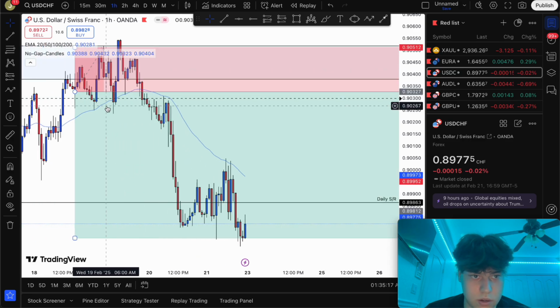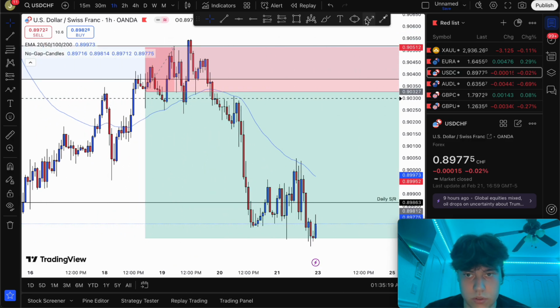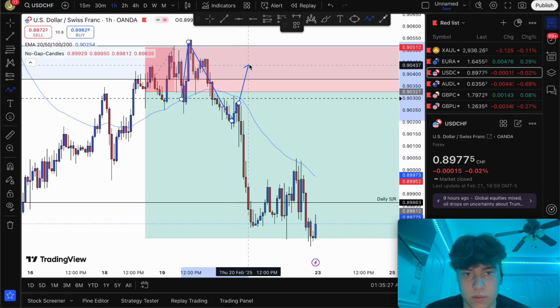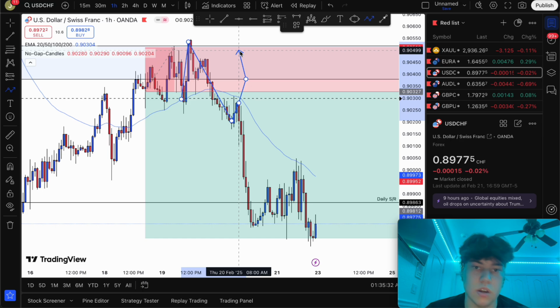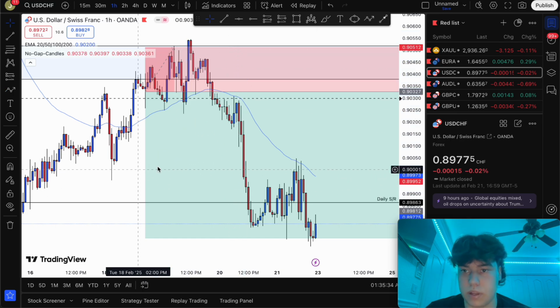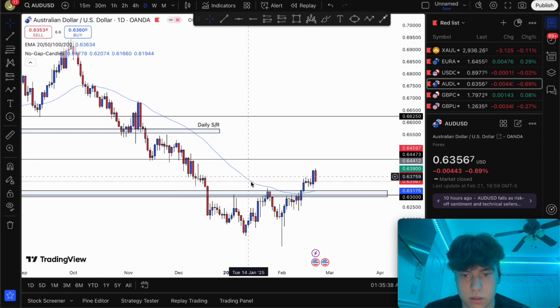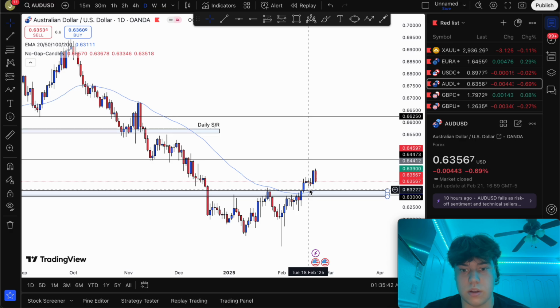In the 1-hour, you could see we shifted structure right here, and we got a little pullback to here, to the structure point, which makes sense. But then our stop loss would have to have been up here, and the risk reward would not have been worth it. So I was waiting for a deeper pullback to about right here, and yeah, the trade played out. Also, AUD USD played out, but it didn't reach my area of interest down here. It didn't have a deep enough pullback. So yeah, that's the trade I took this week.